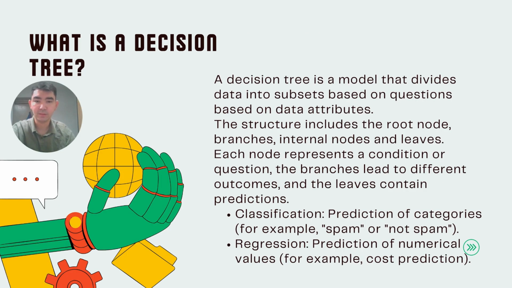What is a decision tree? A decision tree is a model that divides data into subsets based on questions about data attributes. The structure includes the root node, branches, internal nodes, and leaves. Each node represents a condition or question. The branches lead to different outcomes, and leaves contain the prediction. Classification is the prediction of categories, for example, spam or not spam. Regression is the prediction of numerical values, for example, cost prediction.